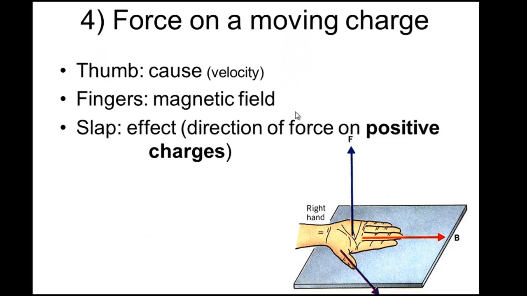Okay, so our thumb is the cause. You pull the thumb, you get slapped. So the cause of the force on the electron is the velocity. So that's our thumb. Our fingers, because we've got lots of them, there's lots of crosses, that's the magnetic field line. And for a positive charge, it's a front slap, and because electrons are negative and they're a little bit sad, and we're a bit sad when we slap, we back slap for electrons. So a positive charge is a forward slap, and a negative charge is a back slap.